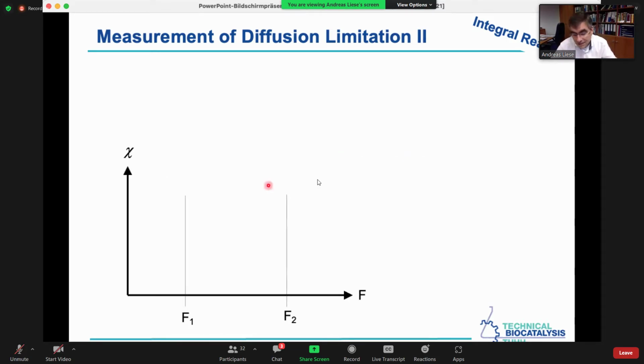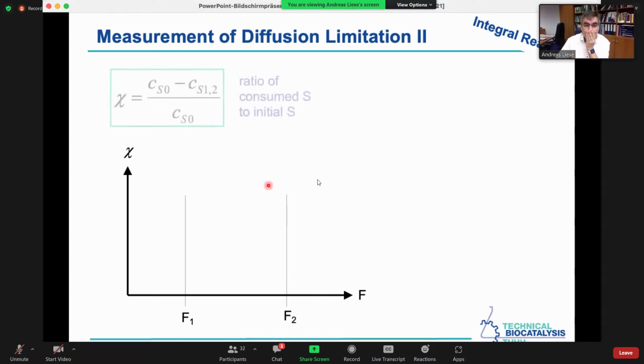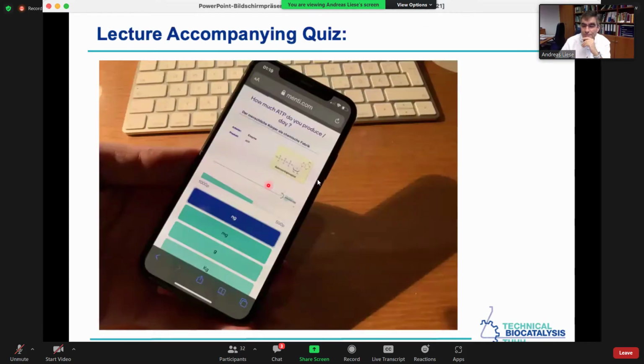Now I don't tell you the answer. We will switch over to Mentimeter. What you have to think about now, and what is the question in the Mentimeter being asked to you? What is the course that you are expecting here? And conversion is defined as we have defined it so far: starting material concentration minus concentration at the outlet, divided by the concentration of the starting material. Okay, switching over to Mentimeter now.